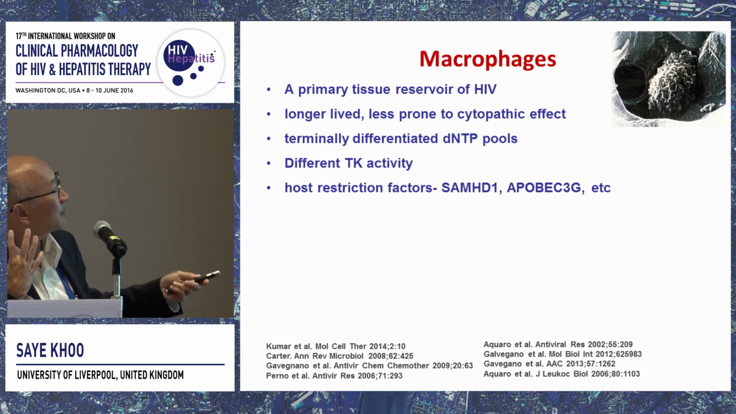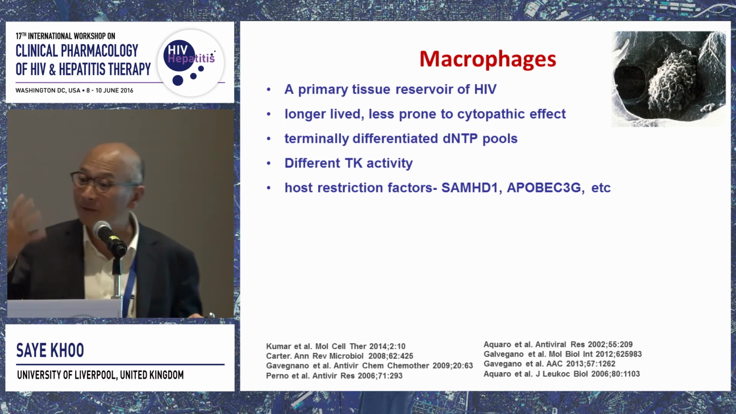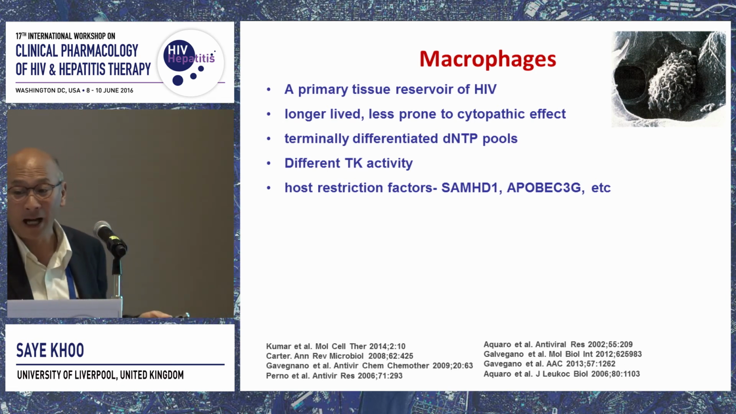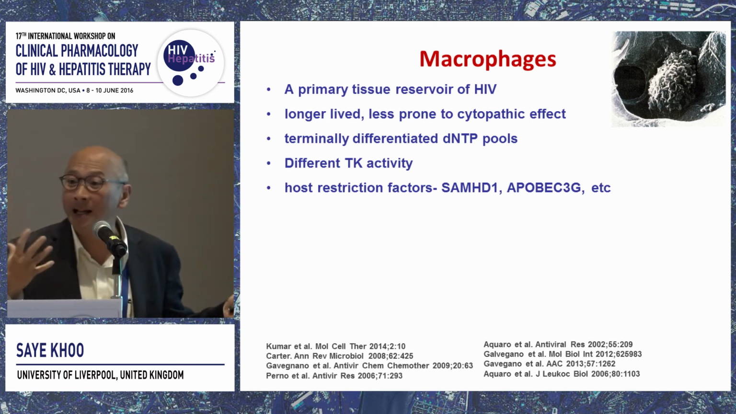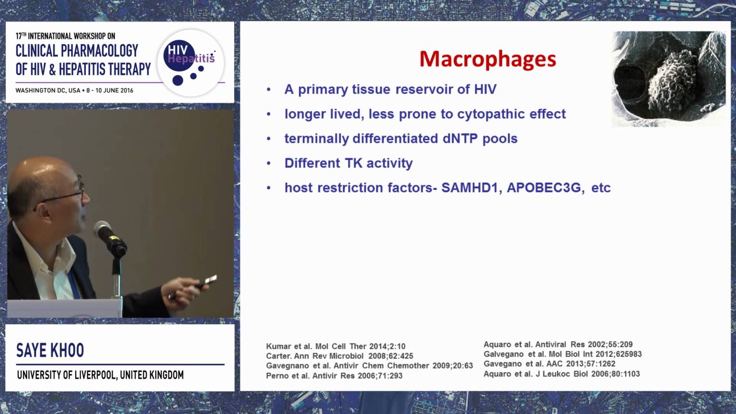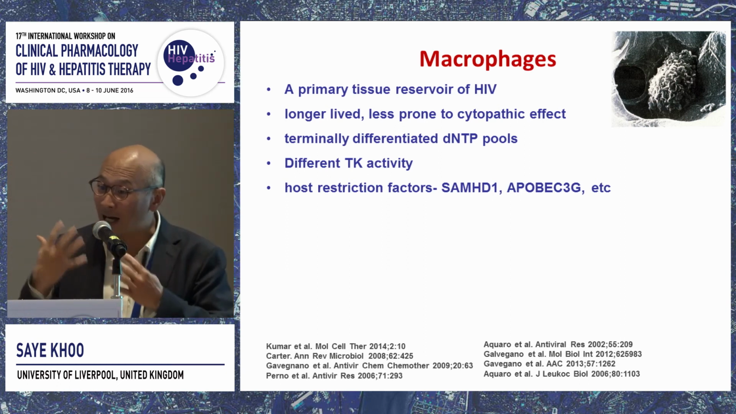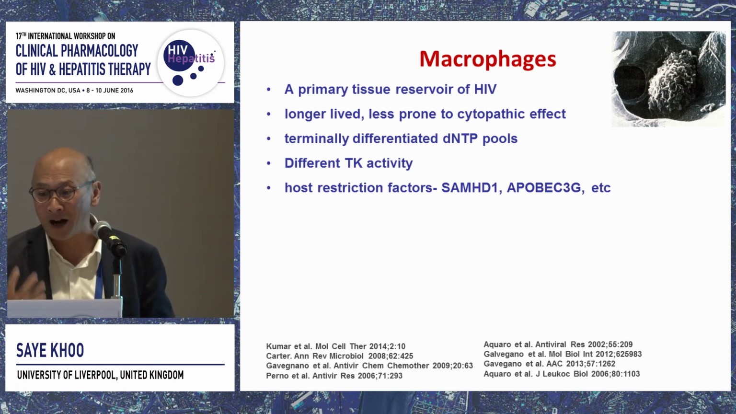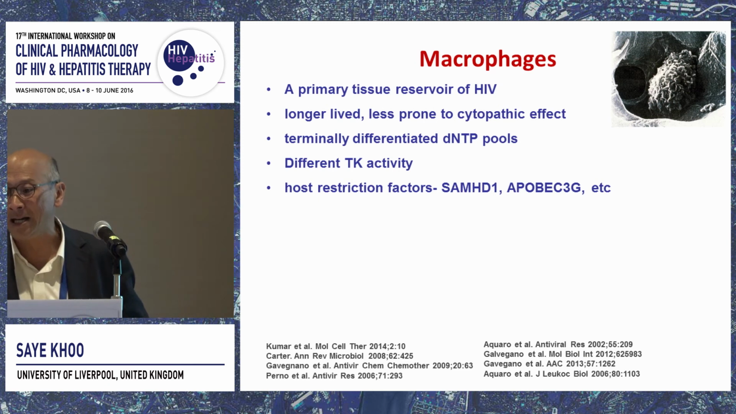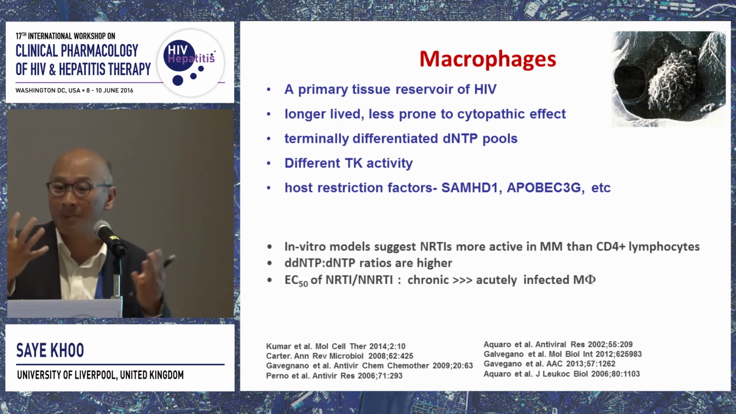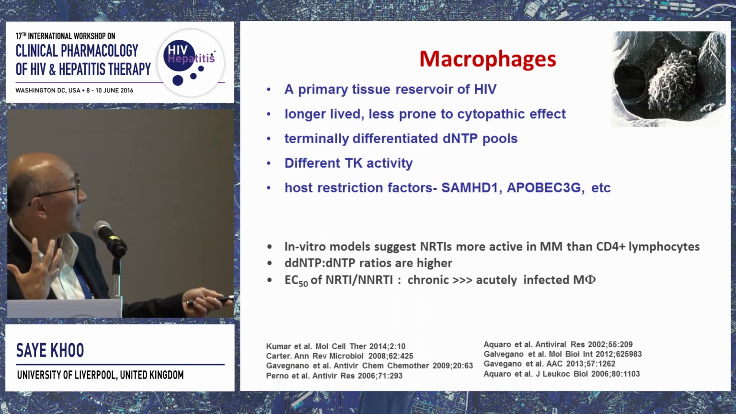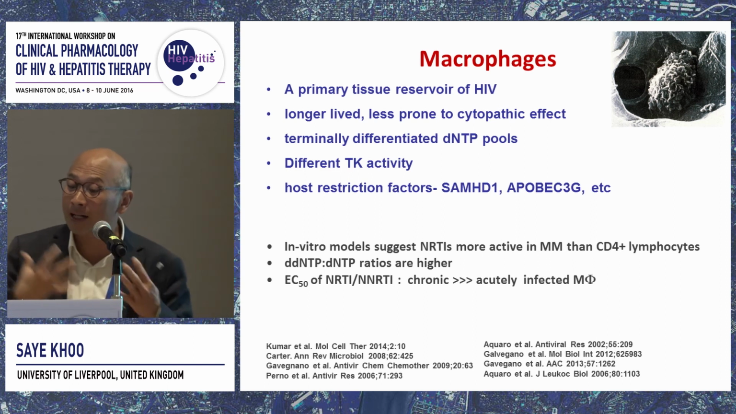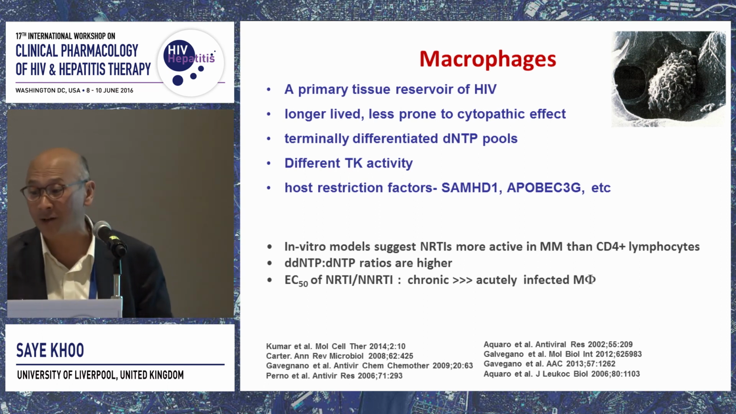They're long-lived. They're less prone to cytopathic effect. They have smaller dNTP pools, so potentially the nucleoside could outcompete them in these cells. There's TK1 in lymphocytes, TK2 in macrophages. There are host restriction factors which are enriched, so SAMHD1, APOBEC, TRIM5-alpha. These things are abundantly present in macrophages. And there's work done by people here and Carlo Federico Perno as well, looking at EC50s of nucleosides and nucleotides in chronically and acutely infected macrophages, suggesting there are differences.